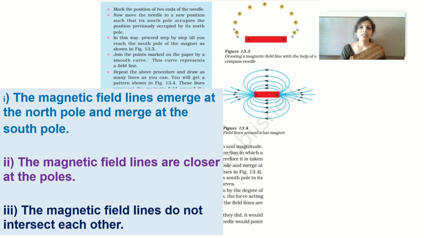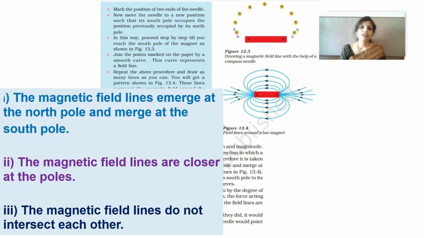Alright, and then we concluded that the magnetic field lines emerge at the North Pole and merge at the South Pole, and the magnetic field lines are very close near the poles. And a very important thing we understood is that two magnetic field lines never intersect each other. Alright, so this is the main learning from this particular topic.